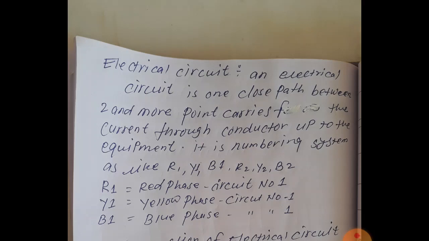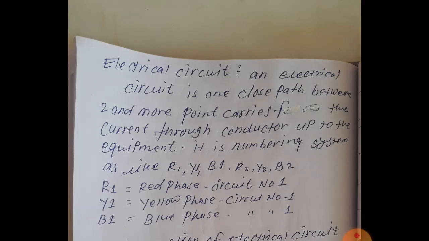In an electrical circuit, we make numbering to easily identify circuits at maintenance time. The numbering is like this: R1 Y1 B1, R2 Y2 B2, R3 Y3 B3, like that. I already told you the phases are in three sequence: red phase, yellow phase and blue phase.